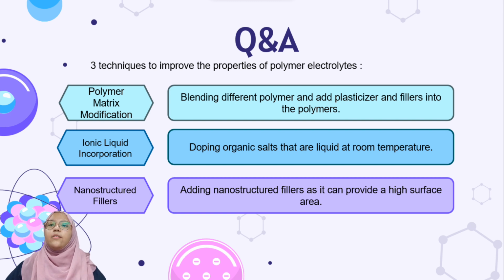Secondly, we can use the ionic liquid incorporation technique, which is doping organic salts that are liquid at room temperature. For example, we can use lithium triflate and ammonium triflate as the doping salts. The third technique is nanostructured filler, which can provide a higher surface area. For example, a nanostructured filler is graphene oxide.